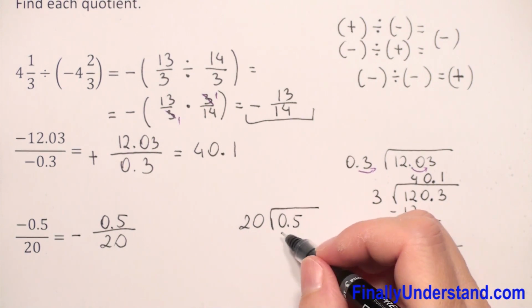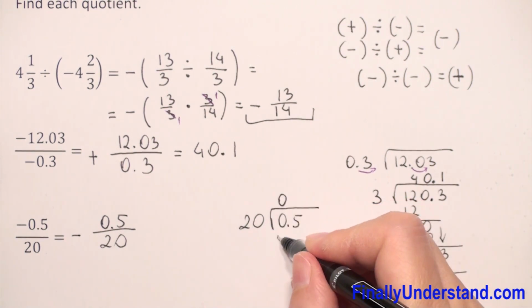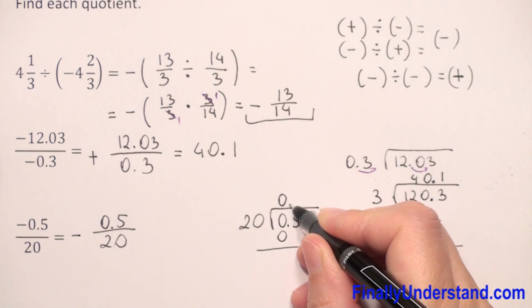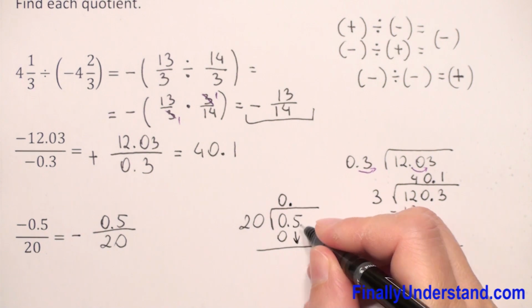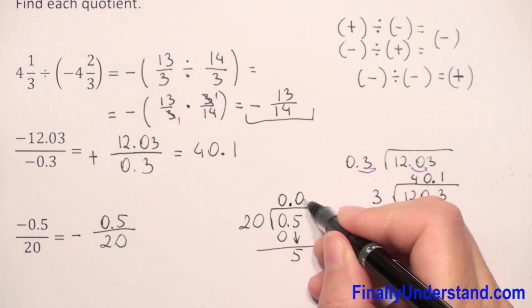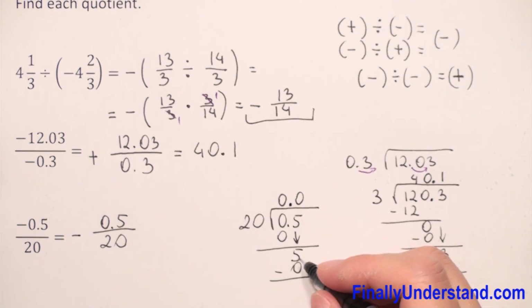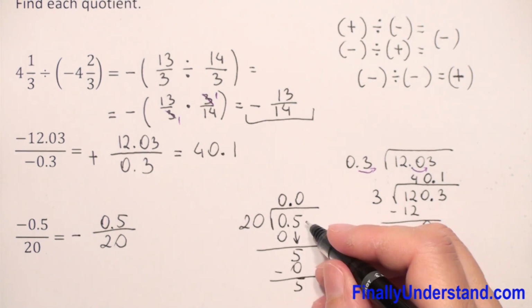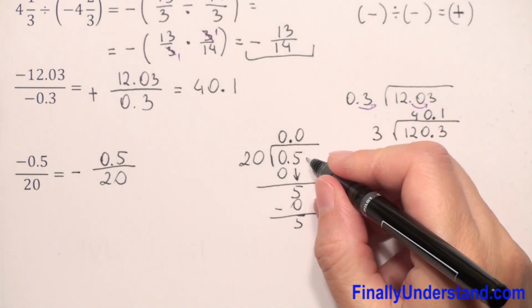How many times we can put 20 to 0? 0. 0 times 20 is 0. We take up the decimal point. 0 minus 0 is 0. We don't have to write. We take down next digit. So we have 5 divided by 20 is 0. 0 times 20 is 0. 5 minus 0 is 5. Because we didn't finish long division, we will add few zeros.